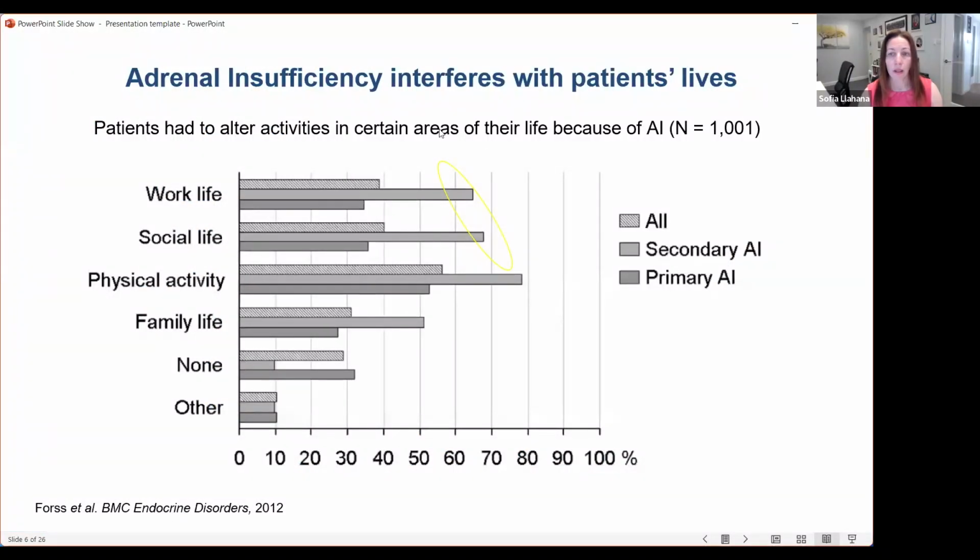And adrenal insufficiency, as I mentioned earlier, interferes with day-to-day lives. This is a rather outdated study, but quite a large one, which shows that more than 60% of patients reported that adrenal insufficiency interferes with their work life, their social life, or their physical activity. And that's across all types of adrenal insufficiency.